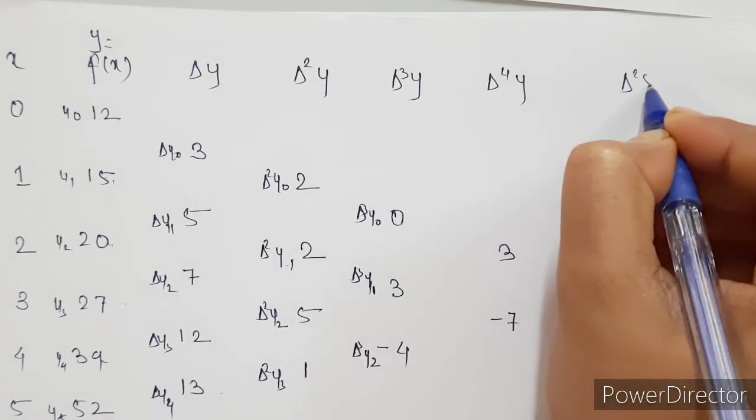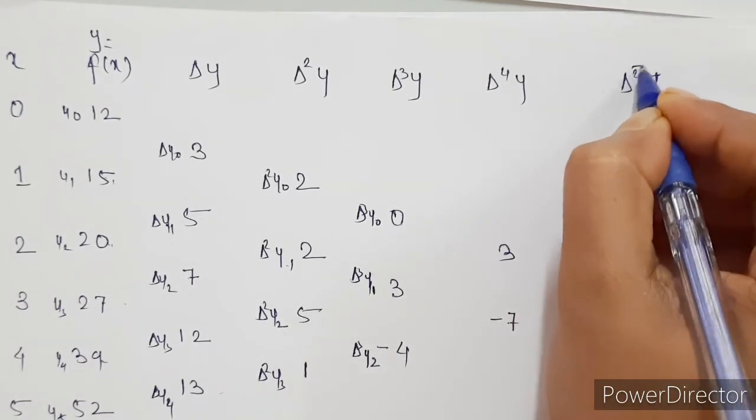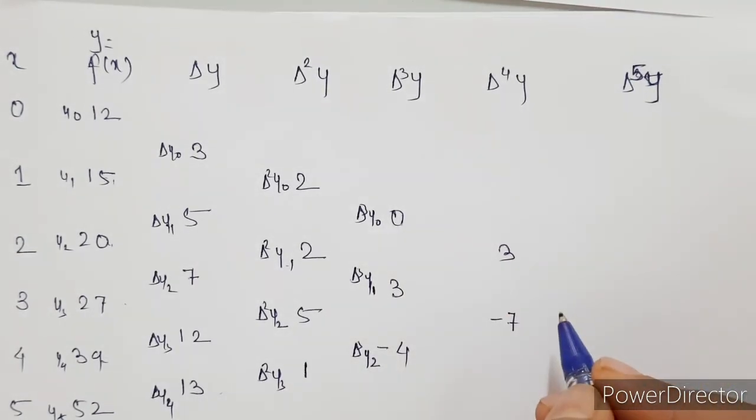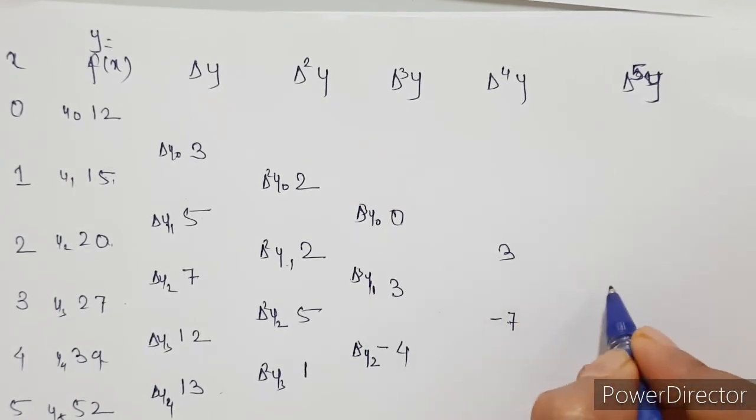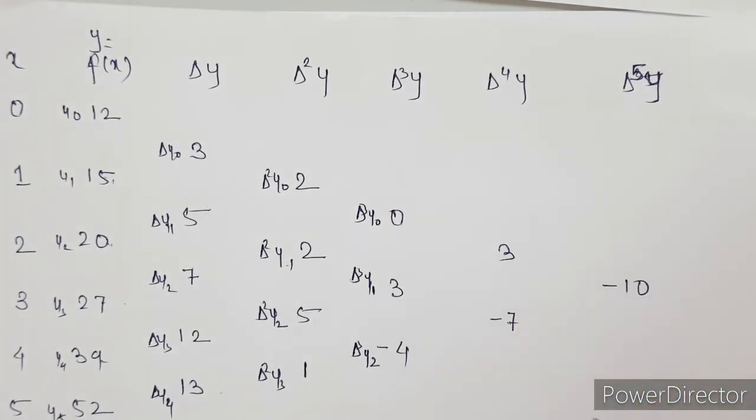Then last is fifth difference, delta five of y. That is minus 7 minus 3, which is nothing but minus 10. So this is your forward difference table.